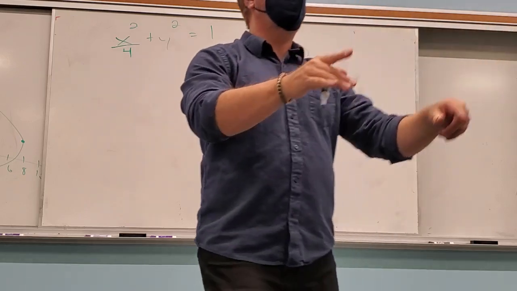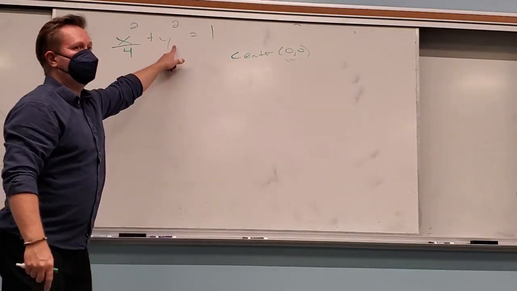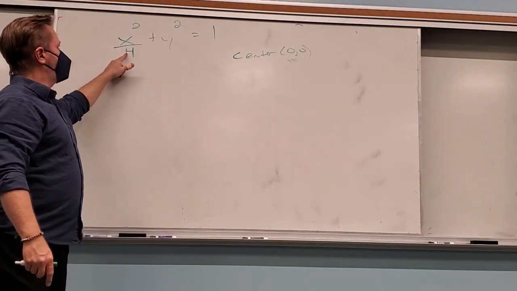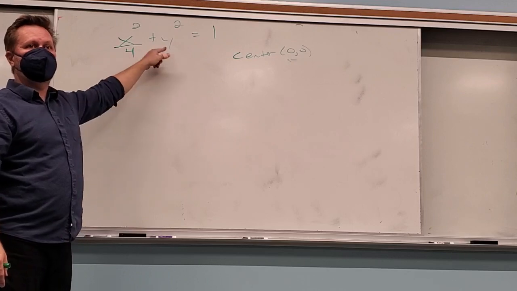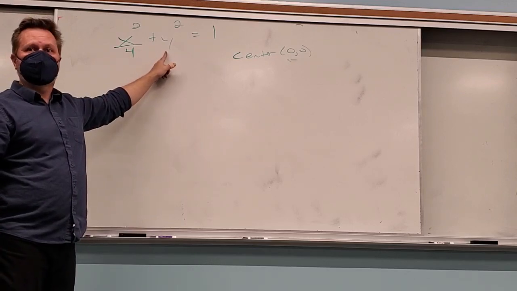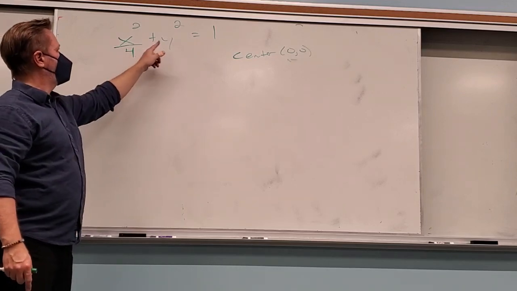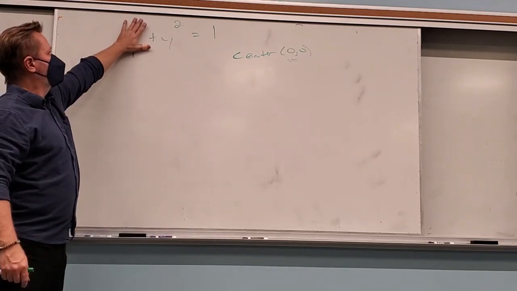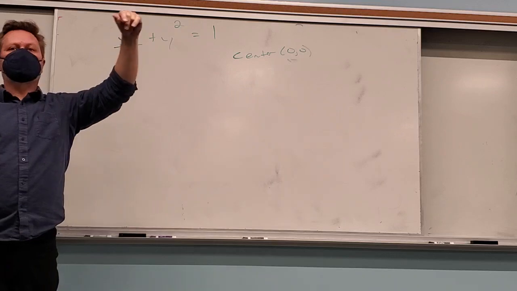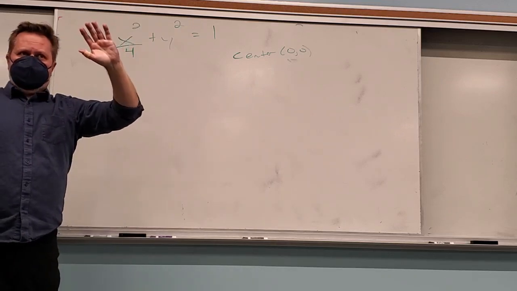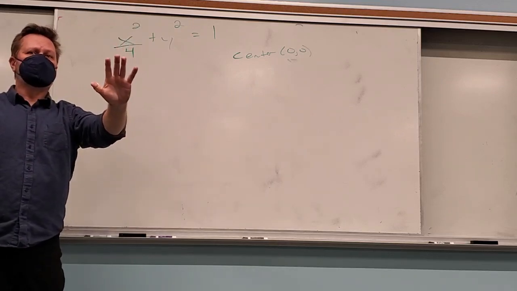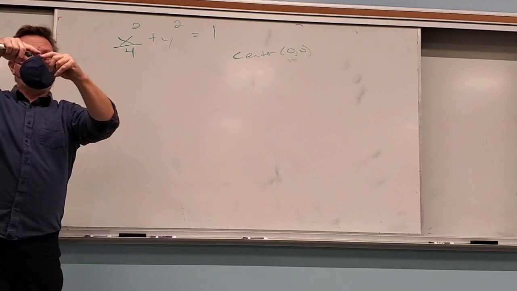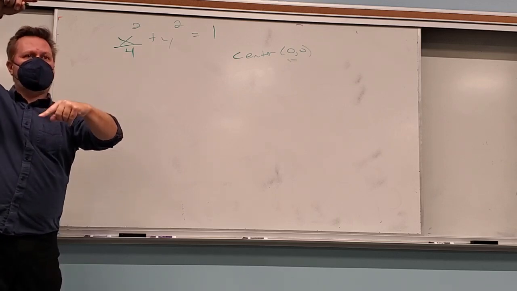If I want to know the biggest thing this could be, I want to know the smallest this could be. Because then that lets this be big. If this is something more than zero, this is less to make it one. Yes? So if that's zero, y could be one or negative one. Do you guys see that? So in the y direction, I'm going to go up to one, down to negative one.